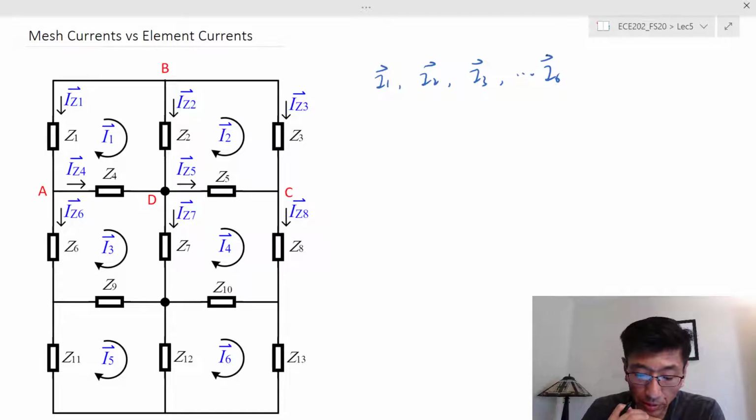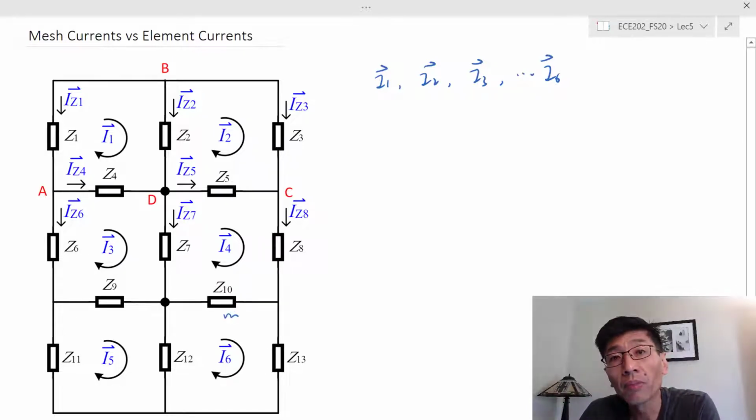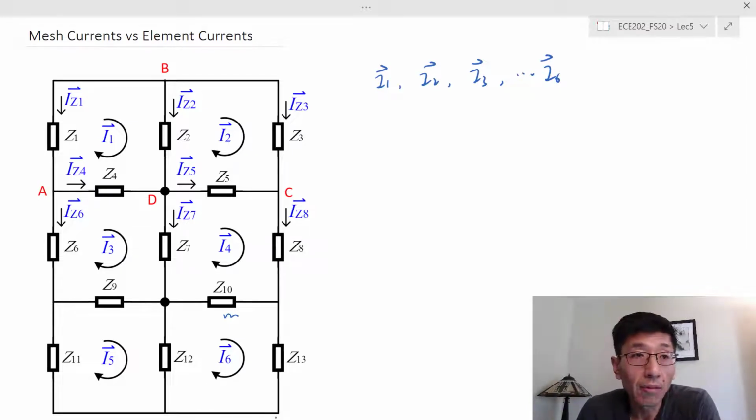Some of the elements, let's say this element Z sub 10, are shared by two meshes, and there will be two mesh currents flowing through them, right? So I would like to show you how these mesh currents are related to the element current, because at the end of the day, we are interested in element currents. If we know the element currents, we know the element constraints, and we know the element voltages. So we want to solve the circuit. We basically want to know all the element currents and the element voltages. That's the end goal of this game.